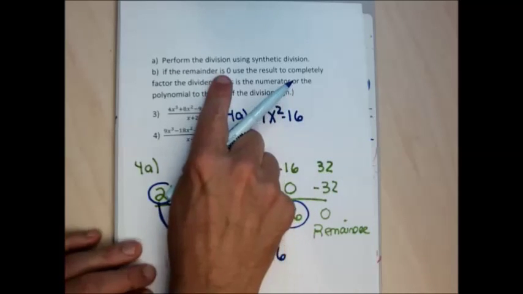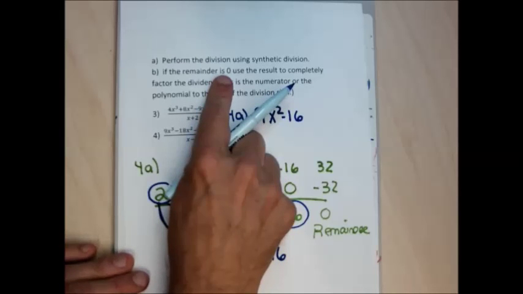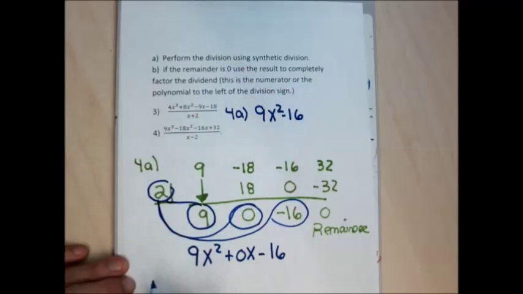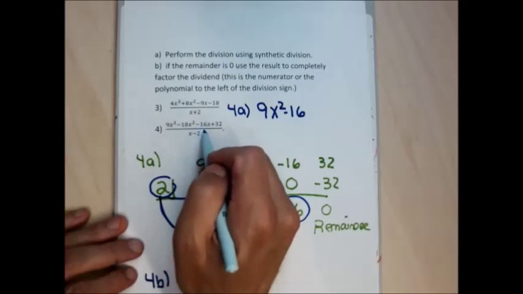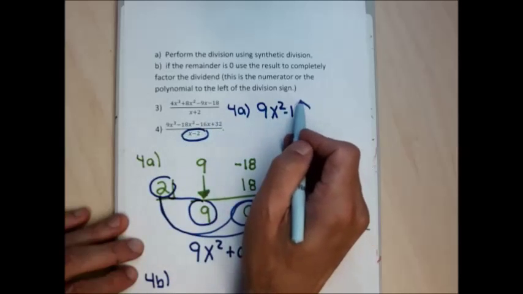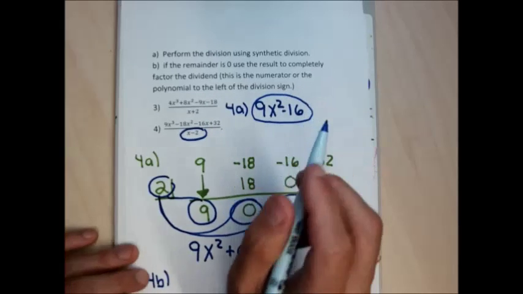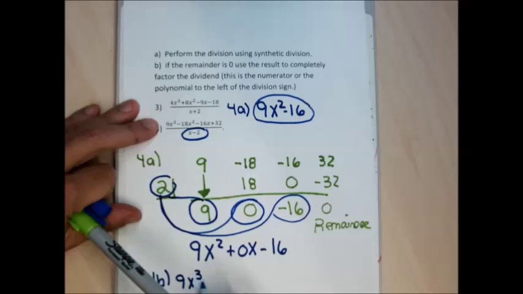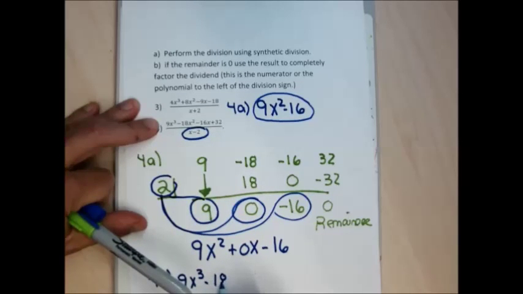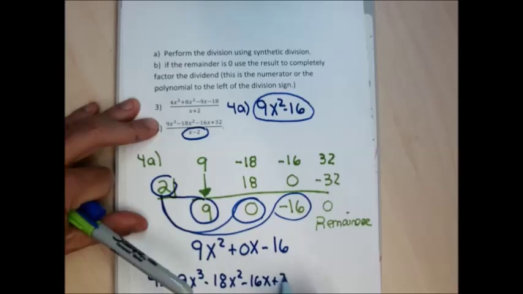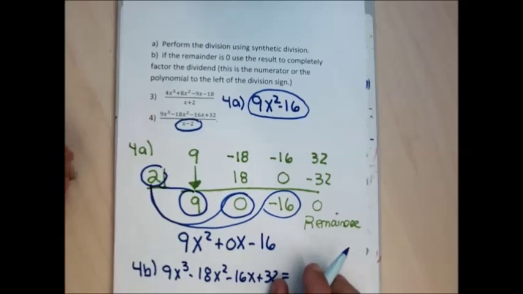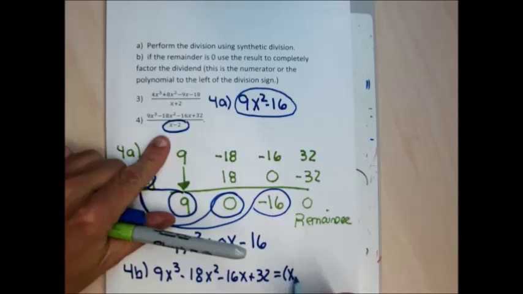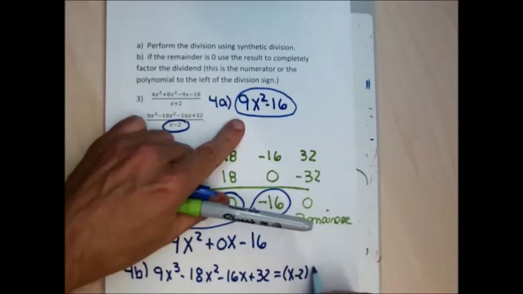If the remainder wasn't 0, I wouldn't do part B, but the remainder is 0, so I'm going to do part B. For part 4b, because the remainder is 0, I know that the numerator equals the denominator times the result of the synthetic division. So I know that the numerator, 9x cubed minus 18x squared minus 16x plus 32, equals the denominator x minus 2 times the result of the synthetic division.